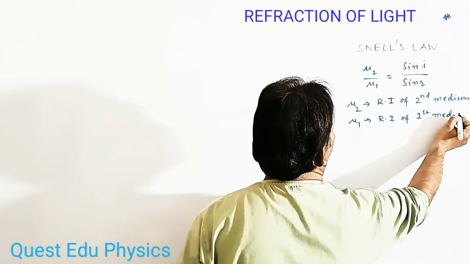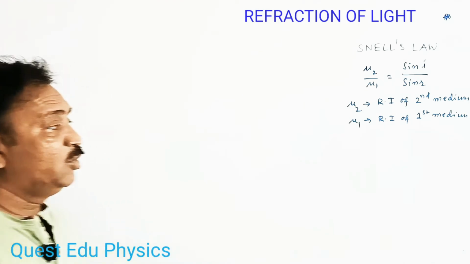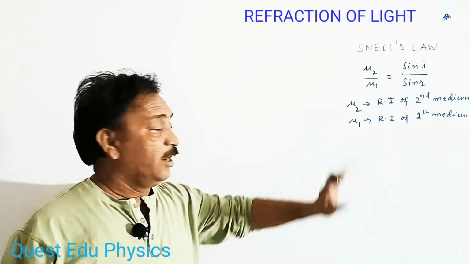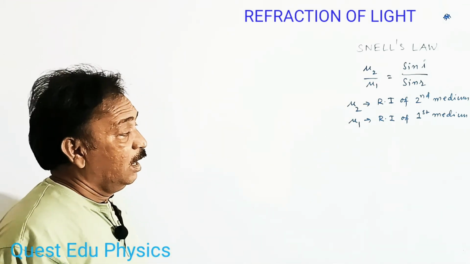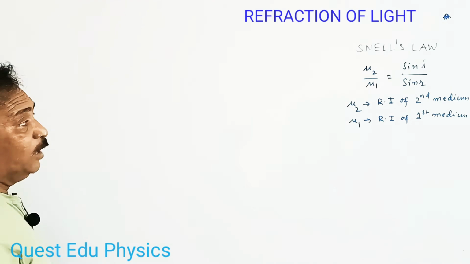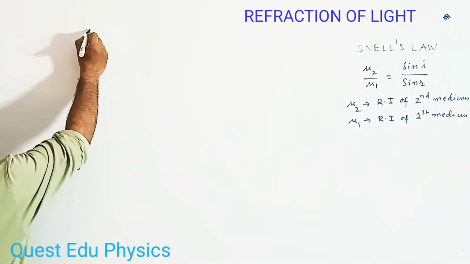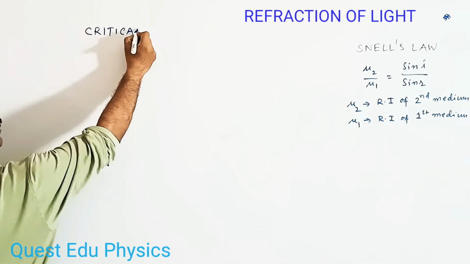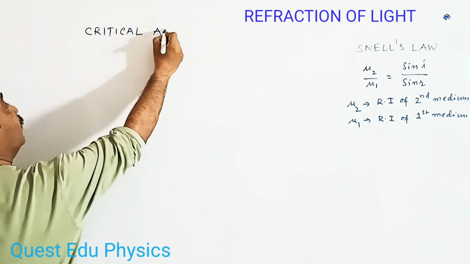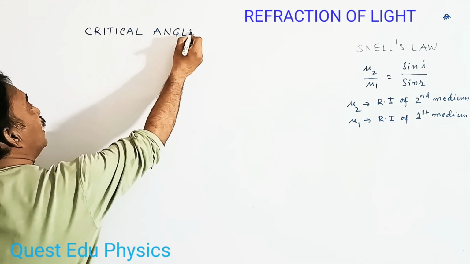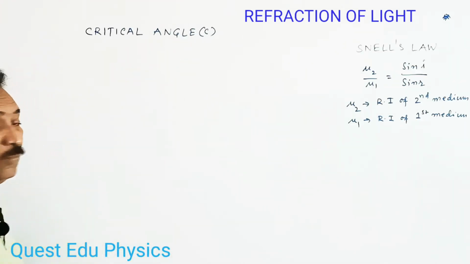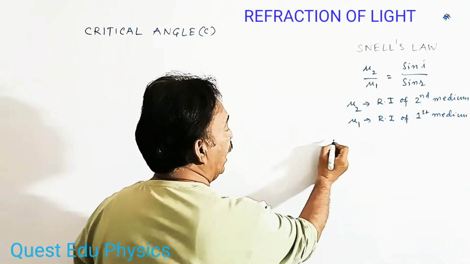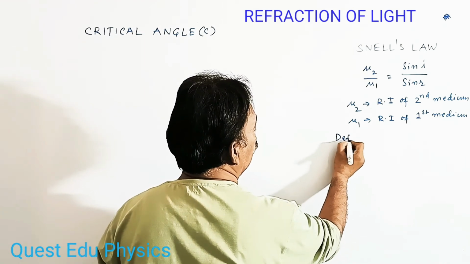Okay, students. Mu 2 is the refractive index of the second medium and mu 1 is the refractive index of the first medium. Now we are going to learn about the critical angle, students. It is the major application of Snell's law. Generally, we show this critical angle with the letter C. First of all, we have to understand what the critical angle is. The definition of the critical angle goes like this, students.